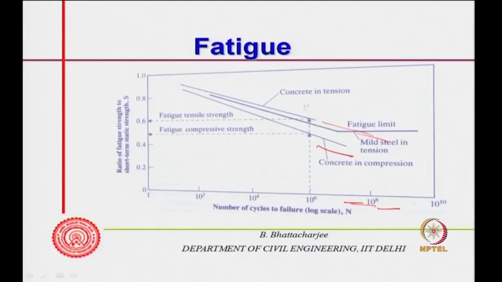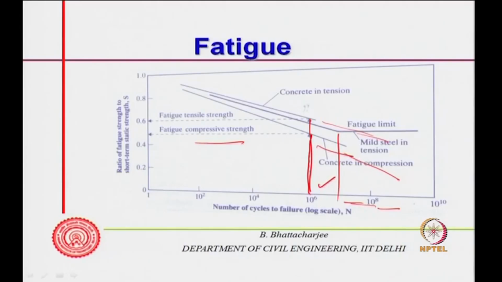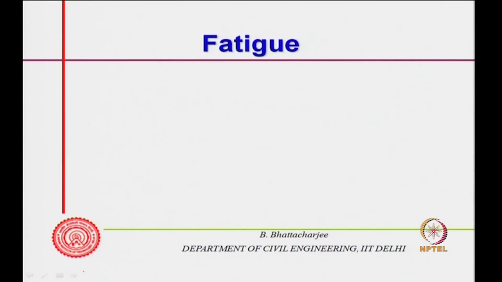So, what we do is we take the fatigue strength corresponding to 10 to the power 6 cycles as the fatigue compressive strength. Similarly, for tension, the fatigue tensile strength at 10 to the power 6 cycles. So, fatigue compressive and tensile strengths are defined with respect to 10 to the power 6 cycles, because it will go on reducing with increased number of cycles. For steel, of course, you can use the endurance limit. All right, so this is how we define it.